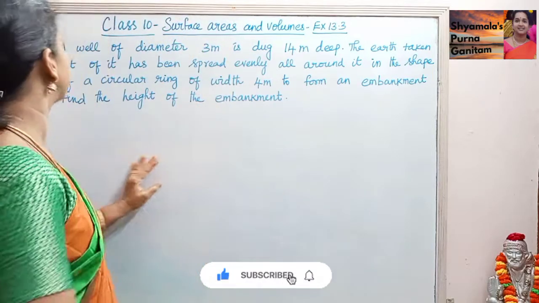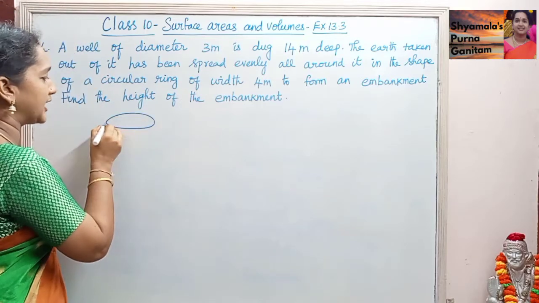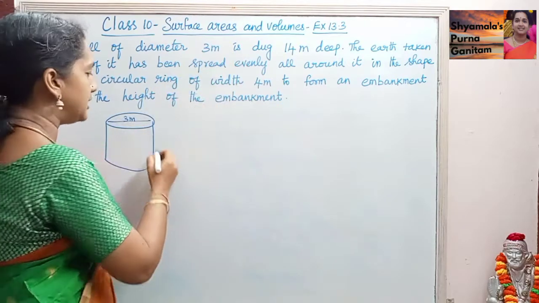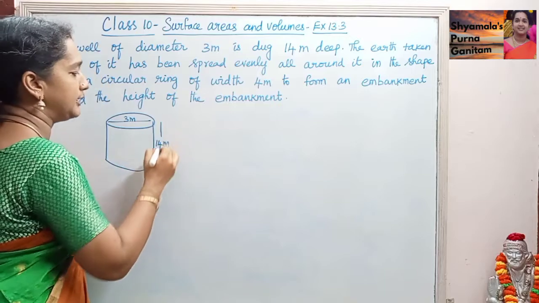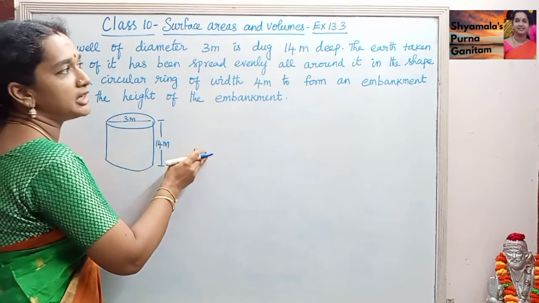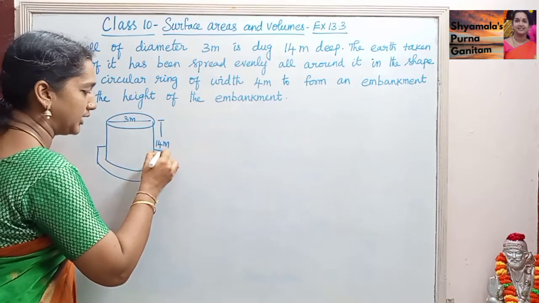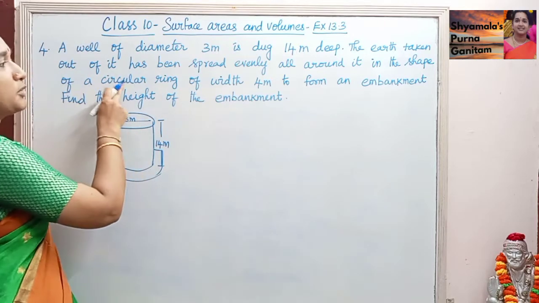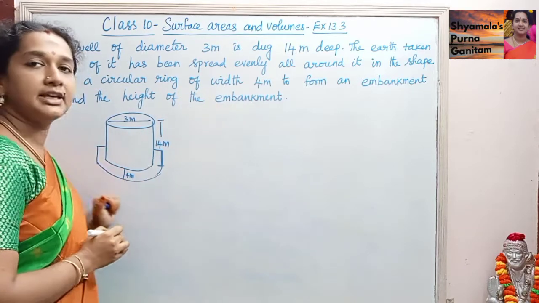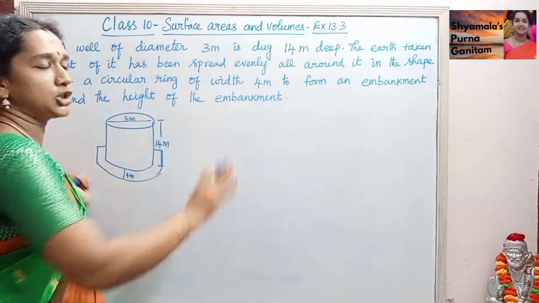Exercise 13.3, fourth sum. A well of diameter 3 meter is dug 14 meter deep. The earth taken out of it has been spread evenly all around it. So they are spreading the earth around this well in the shape of a circular ring of width 4 meter. So the width of this circular ring is given as 4 meter. To form an embankment, find the height of the embankment.